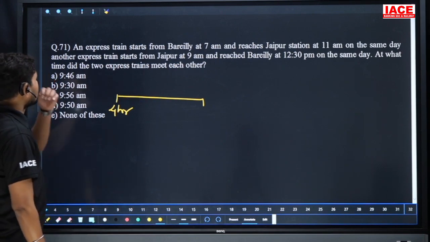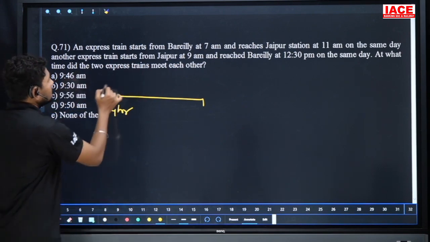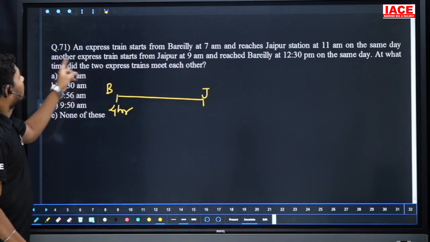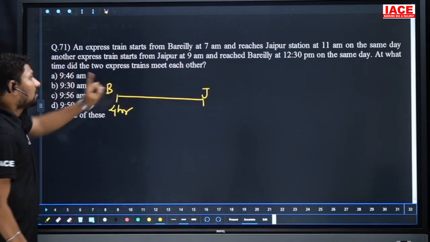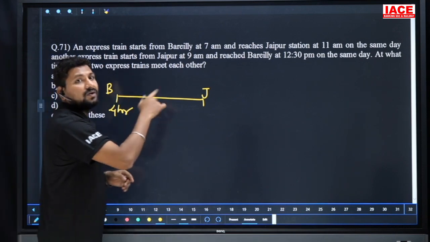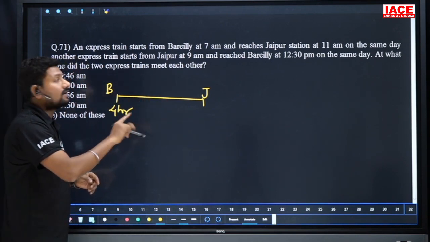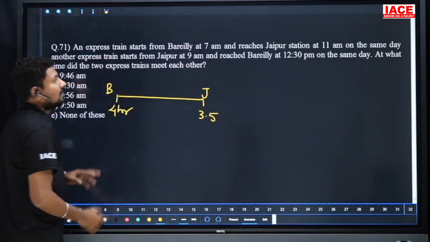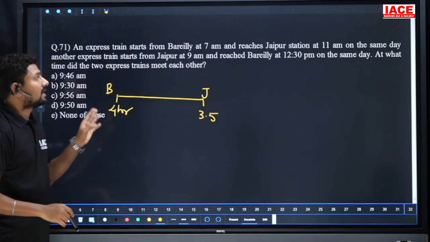Next, it starts from Bareilly and reaches Jaipur. On the same day another express starts from Jaipur to Bareilly, from 9 to 12:30. 9 to 12:30 means how many hours? 3.5 hours. Both are in opposite directions. At what time do both trains meet each other?